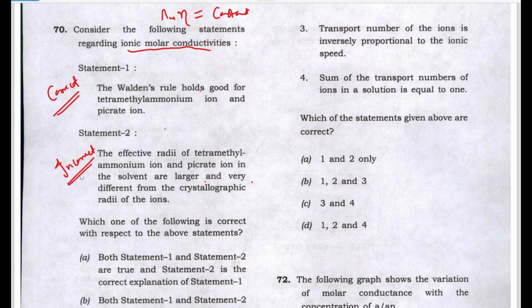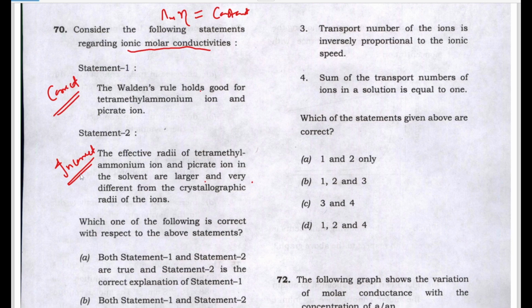Walden's rule holds good for large ions only, and the smaller ions don't satisfactorily obey it because they are highly solvated. A solvated ion also carries along solvent molecules as it moves, with the result that the effective radii of the ions will be larger than the crystallographic radii. This holds only for the smaller ions, and in that case the radii will be different in each solvent.